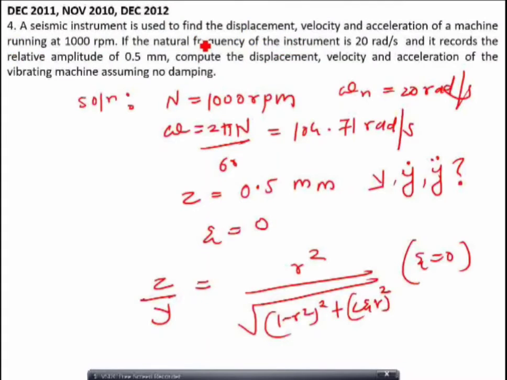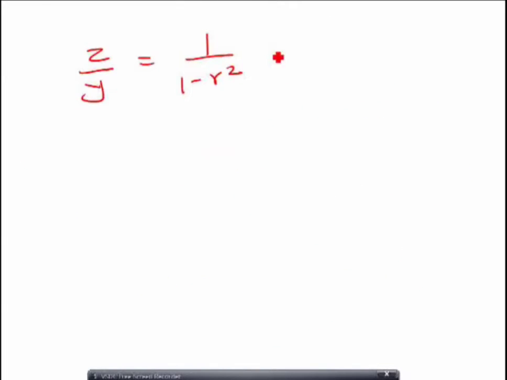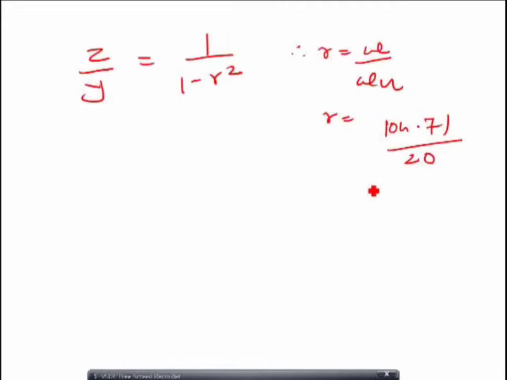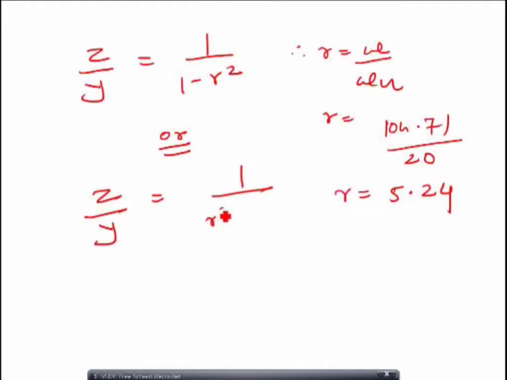But first of all, let us find out what is r. r is equal to omega by omega n, where omega is equal to 104.71, which is greater than omega n in this case. So this is different from problem number 1 in this regard. So r we are getting greater than 1, 5.24. So now this is 1 minus r square, that is 1 minus 5.24 square. You will get a negative displacement here. Okay, so we'll just modify this formula, or you can write this formula as, you'll get one and the same answer, r square upon r square minus 1.